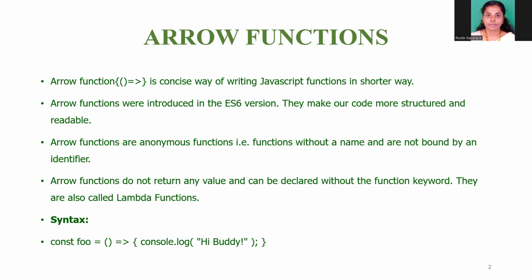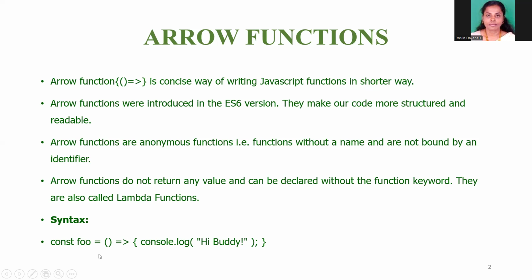Arrow functions are also called anonymous functions, that is, functions without a name and not bound by an identifier. Usually functions will have an identifier name, but arrow functions do not. Arrow functions do not return any value by default and can be declared without the function keyword. They are also called lambda functions.